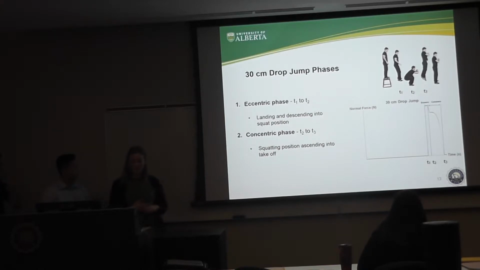And similar to the counter movement jump, again, there's 2 phases, just the eccentric phase and the concentric phase. Eccentric goes from landing and descending into the squat, and the concentric goes from squatting, ascending into the takeoff of the jump.